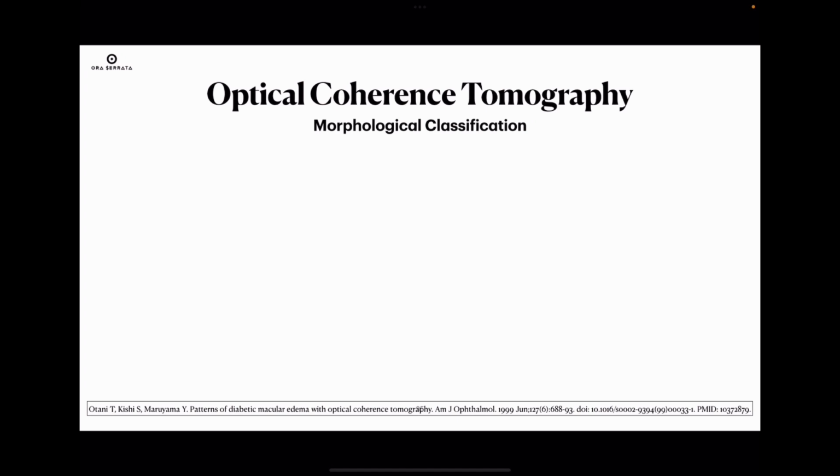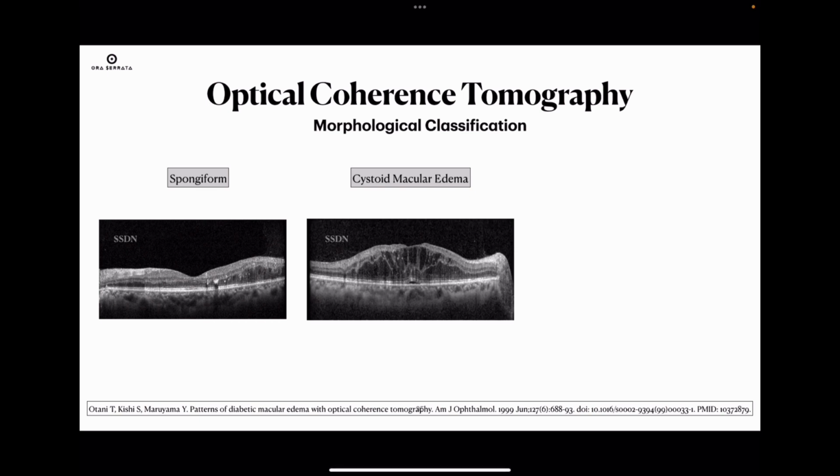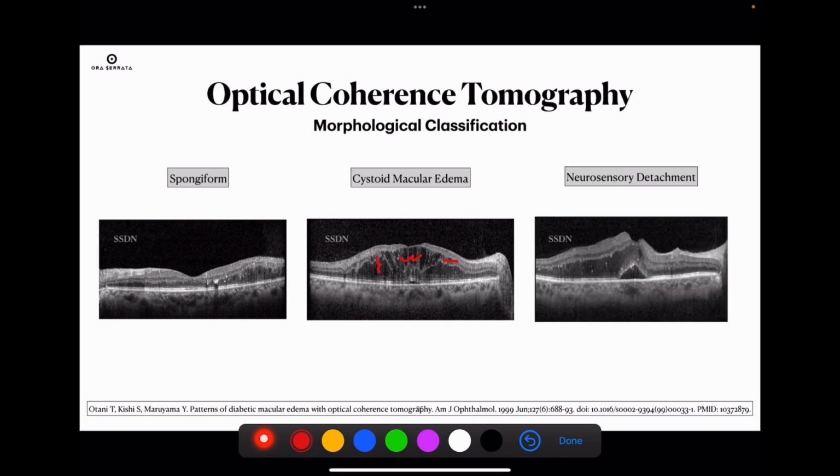So based on OCT, diabetic macular edema can have a morphological classification, that is spongiform, where there are no cysts, or it could also be cystoid macular edema, where there is presence of polycystic intraretinal cysts, as you can see here. The third type that we can divide it is neurosensory detachment, where there is presence of subfoveal subretinal fluid.